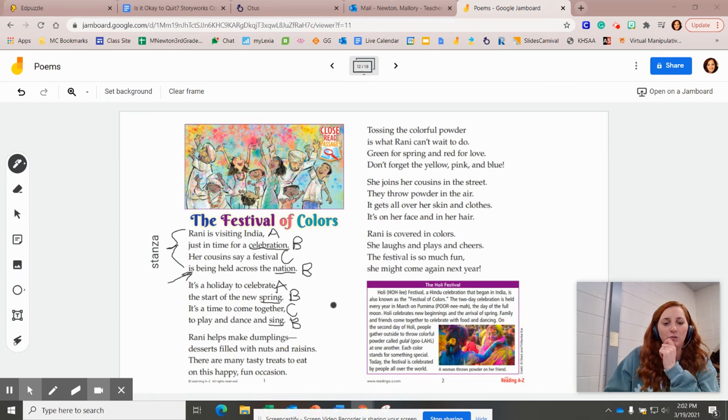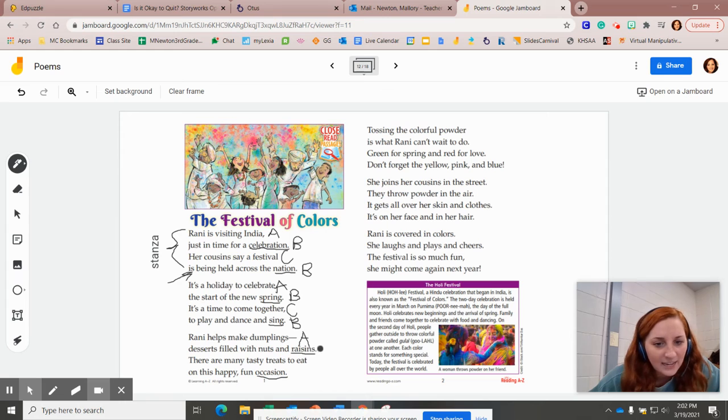So which one of those words rhyme? Dumplings, raisins, eat, occasion. Good. Occasion, raisin. Okay, underline them. All right, so our first line of this stanza is going to get which letter? Very good. It's going to get an A.